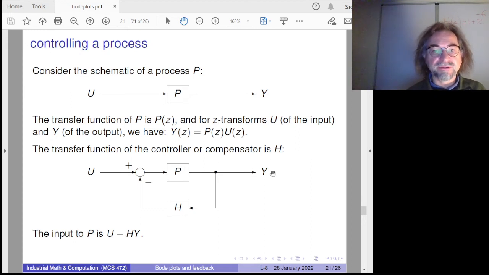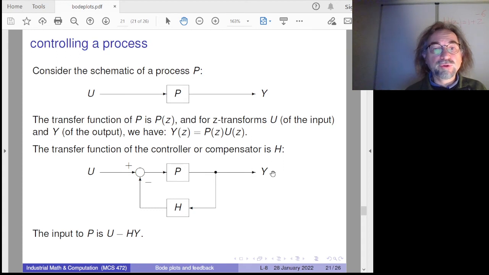Then the transfer function of the output Y can be written as the product of the transfer function of the process times the transfer function of the input. Or more precisely, the Z transform of the output is the transfer function of the process times the Z transform of the input.